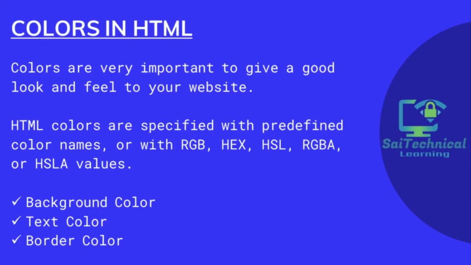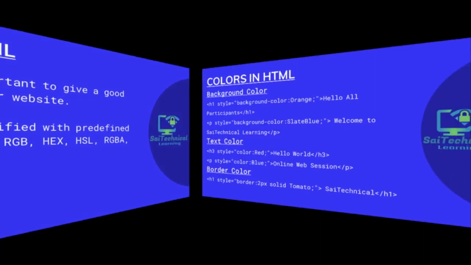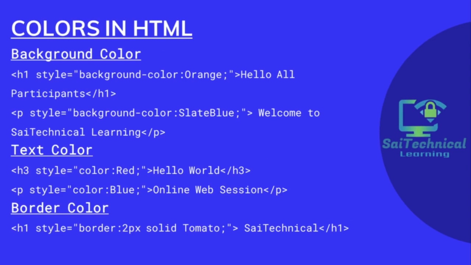Now, colors in HTML. Colors are very important to give a good look and feel to your websites. HTML colors are specified with predefined color names or with RGB, hex, HSL, RGBA or HSLA values. You can provide colors to the background, to the text or to the borders. So how to add colors to the background?